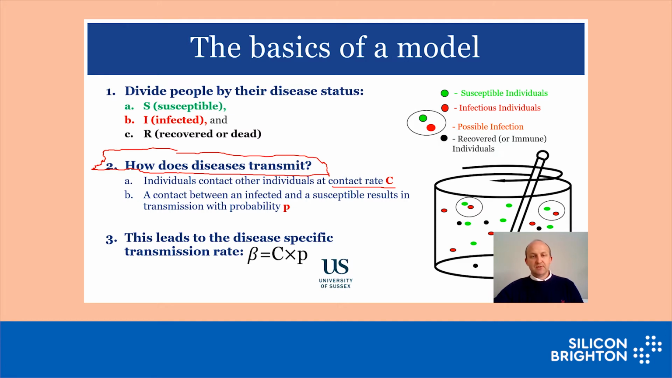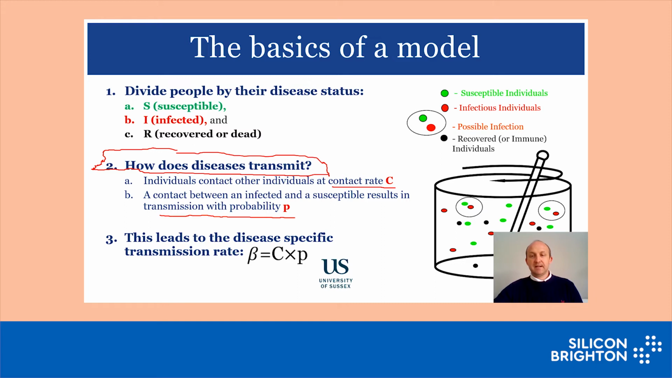But then we also need to model the transmission, the possibility that a contact between a susceptible and an infected individual actually is going to transmit the infection, and this is denoted by P. So this leads to the so-called disease-specific transmission rate, which is the product of the two. So the rate at which I'm making contacts times the probability, this is a number between 0 and 1, that such a contact is going to result in a new infection.